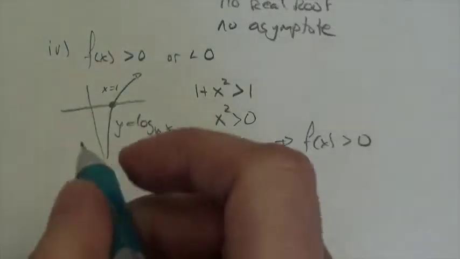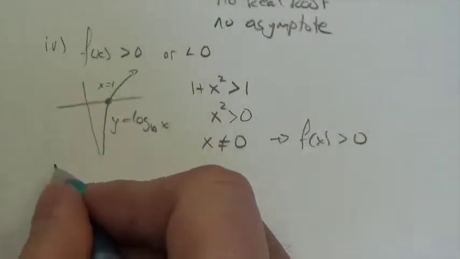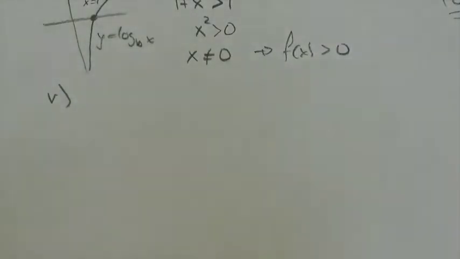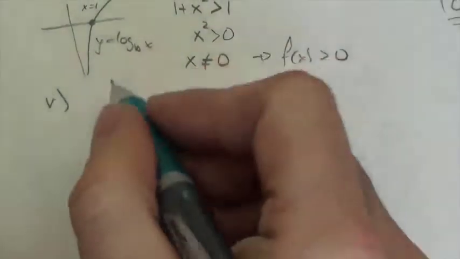Let's get on to the derivative here. So that was 4. Let's go to 5. So in 5, we're going to take a look at the first derivative. We're going to look for critical numbers, min-max values, where the function's increasing and decreasing.